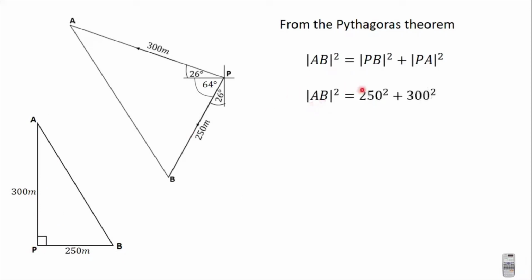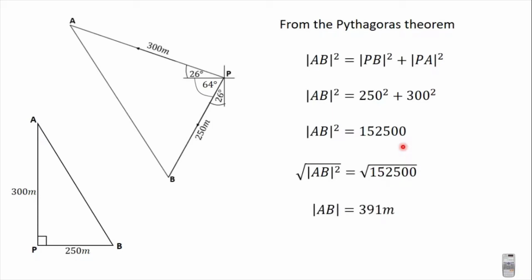So AB squared is equal to PB, which is 250 meters, so 250 squared, plus PA, which is 300 meters, so 300 squared. AB squared is equal to 250 squared plus 300 squared, which will give us 152500. What you do here is that you take the square root of the left-hand side and the square root of the right-hand side, and AB is going to give us 391 meters.